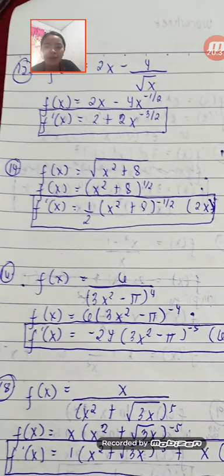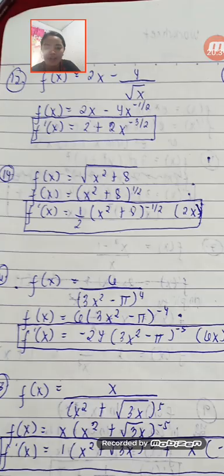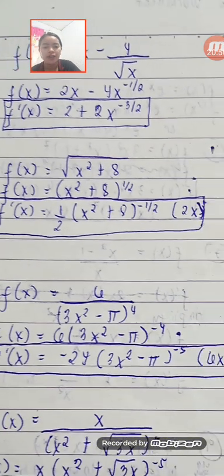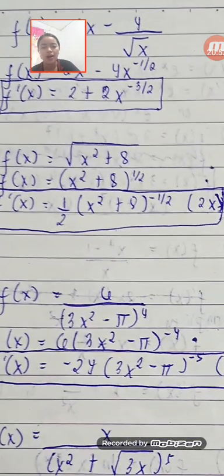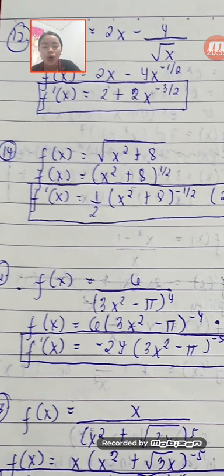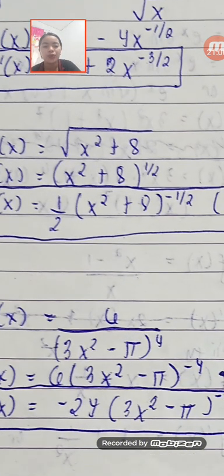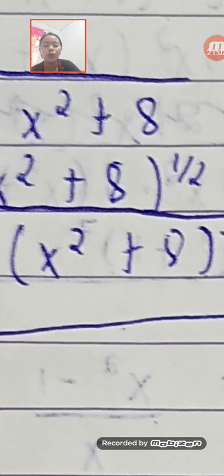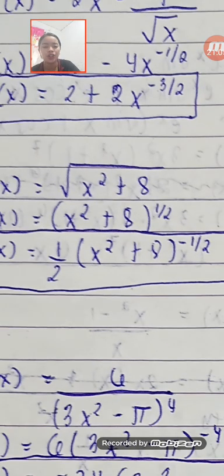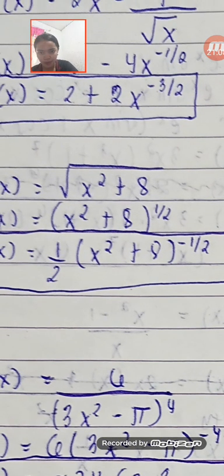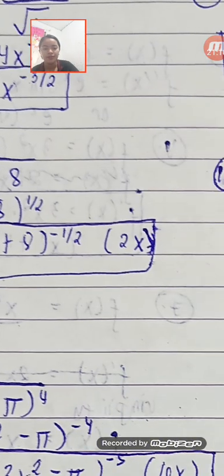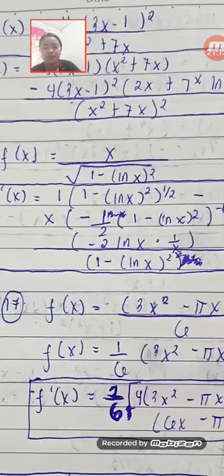Okay, for item number 14, we have here f of x is equal to the square root of x squared plus 8. So in this one, we just need to rewrite it first. For our square root, we come up with an exponent 1/2. And the derivative of this is you just need to bring down the 1/2. Multiply this by our inside function, and 1/2 minus 1 is negative 1/2. Now we need to differentiate first the inside function. That's why the derivative of this one is 2x. So that is our final answer.